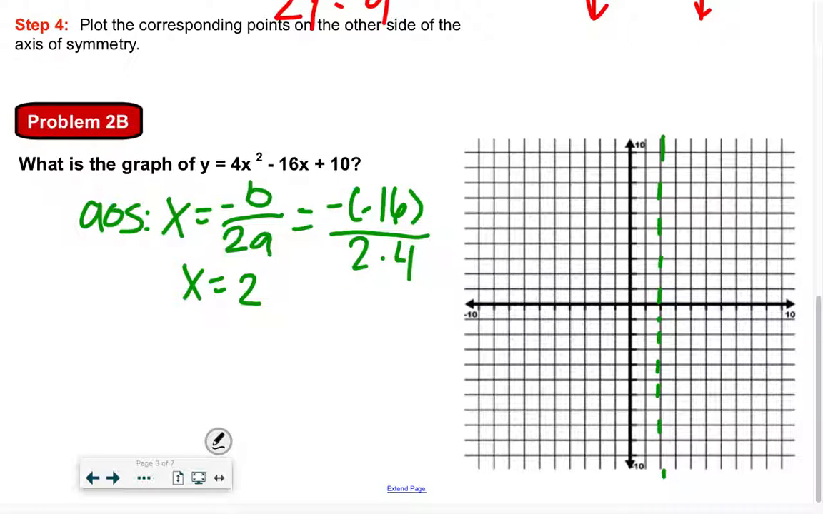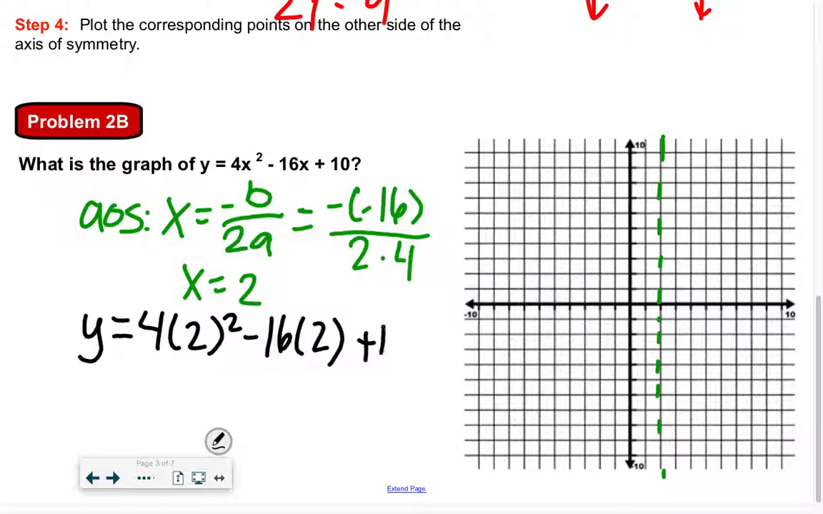Okay, that's step 1. Okay, I see what it is. Step 2. Plug my x to get my y. Okay. My 2 goes in here, so 4 times 2 squared minus 16 times 2 plus 10.